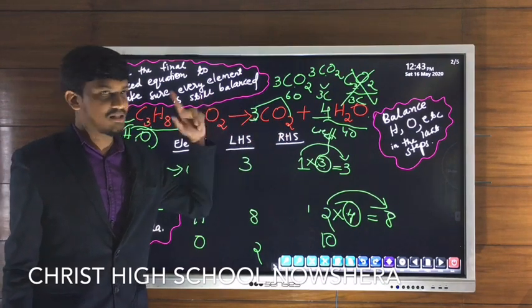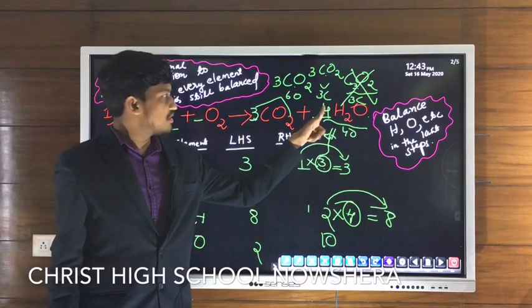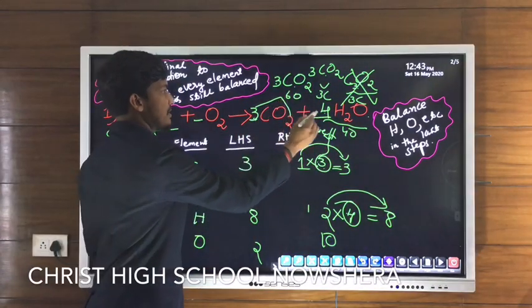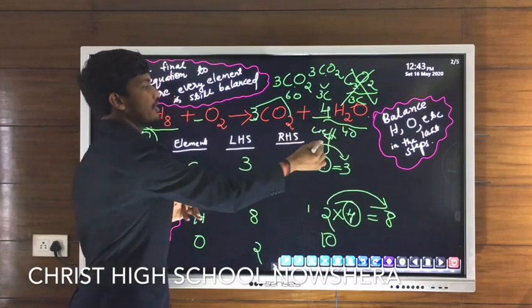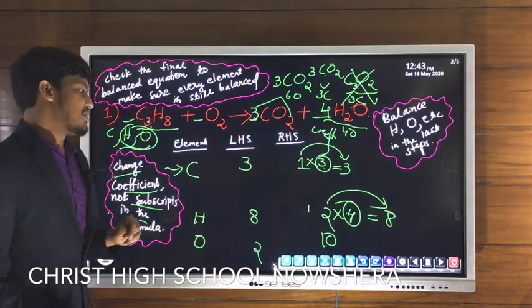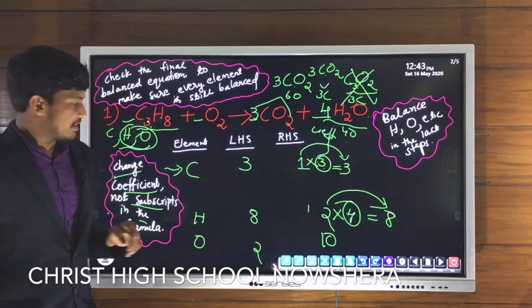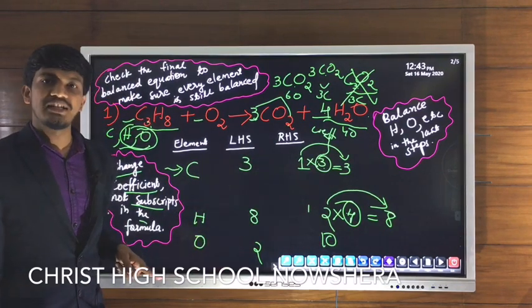3 into 2, 6. From 4 H2O, how many oxygen? 4 into 1, 4. So 3 into 2, 6 plus 4 into 1, 4. 6 plus 4, 10 oxygen atoms. So 10 oxygen atoms on the RHS, the right side, but 2 oxygen atoms on the LHS.